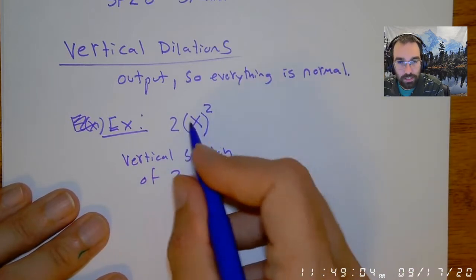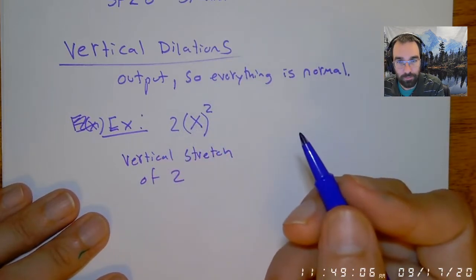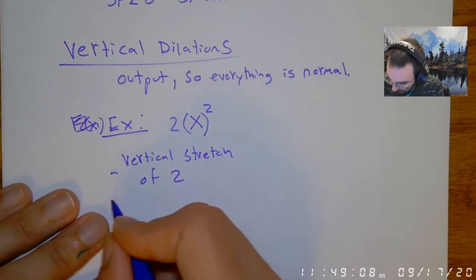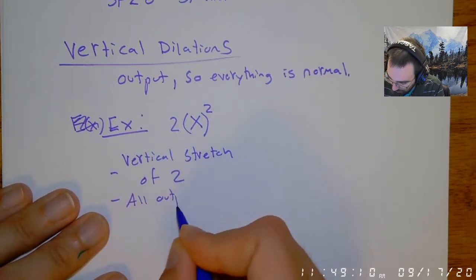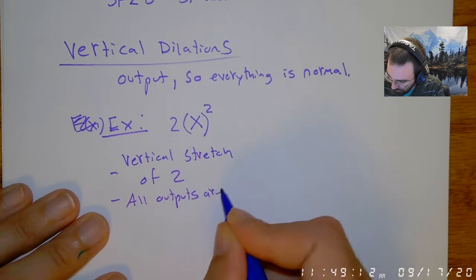And all you're doing is you're taking all of the outputs and multiplying by 2. So you might think of it as all outputs are doubled.